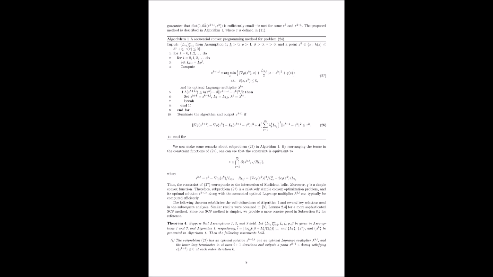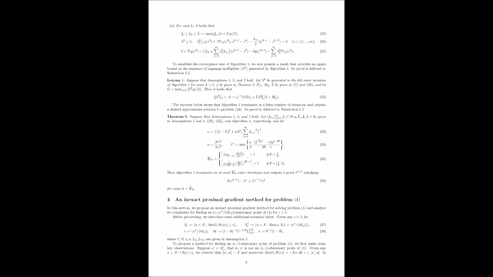Right. Now, an (ε, r)-stationary point x doesn't necessarily have to be in S_ε. It only needs to be close to it. Specifically, the distance from x to the set S_ε must be less than or equal to r. So dist(x, S_ε) ≤ r. Why this extra r tolerance? Why not just aim for a point in S_ε?